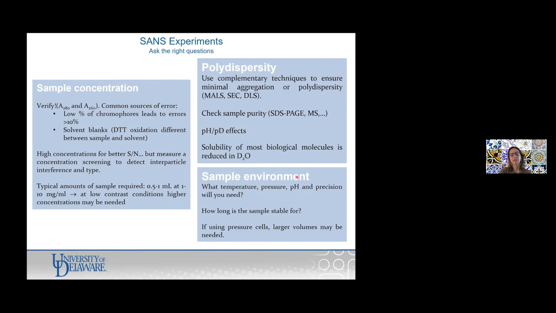Think about the sample environment. So what temperature, pressure, pH, and precision will you need? Because this can determine not only if SANS is an appropriate technique to use, but also which instrument or which facility you're going to use. Think about how long the sample is stable for. So if your sample is only monodisperse for half an hour after you've done a size exclusion chromatography, it probably means that you should be using SAXS instead. So you probably should be using a technique that can measure it faster.